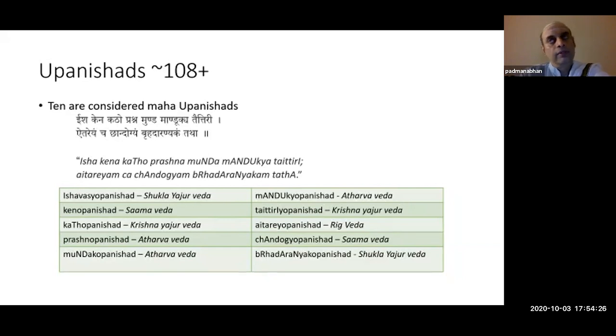So the Ishavasya Upanishad, Kena Upanishad, Katha Upanishad, Prashna Upanishad, Mundaka Upanishad, Mandukya Upanishad, Taittiriya Upanishad, Aitareya Upanishad, Chandogya and Brihadaranyaka Upanishad. As you can see, all these Upanishads are part of one of the Vedas. Since Yajurveda has two branches, Shukla Yajurveda and Krishna Yajurveda, I just highlighted that over there. There are four Yajurveda Upanishads, three Atharva Veda Upanishads, two Samaveda Upanishads and one Rigveda Upanishad considered as the Maha Upanishads.